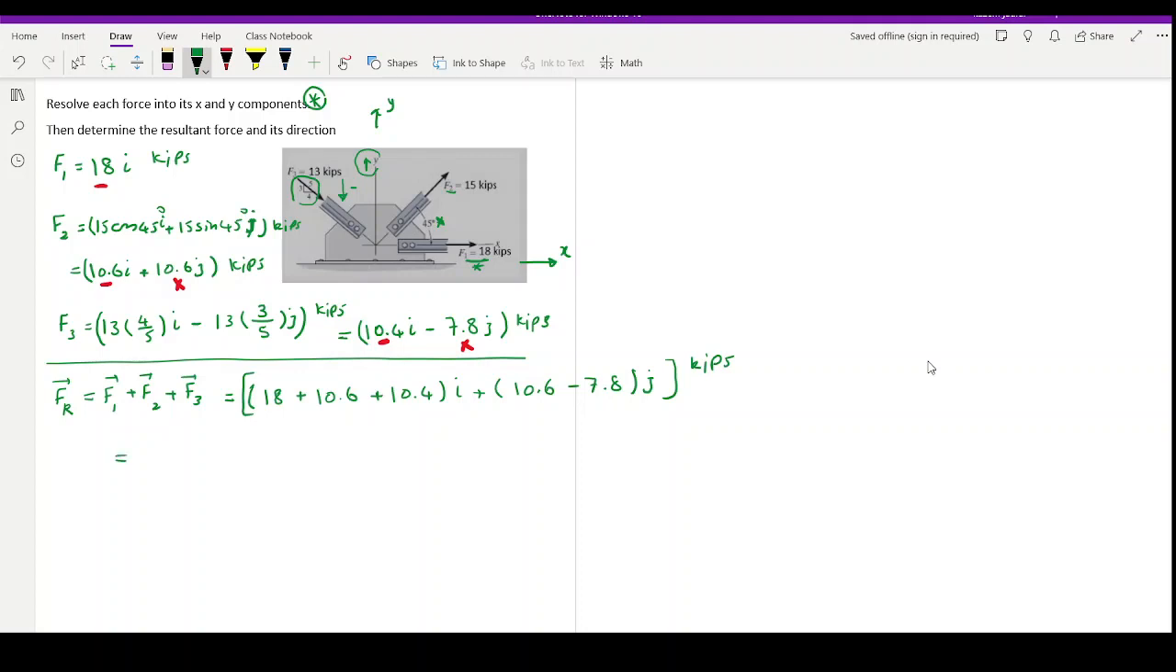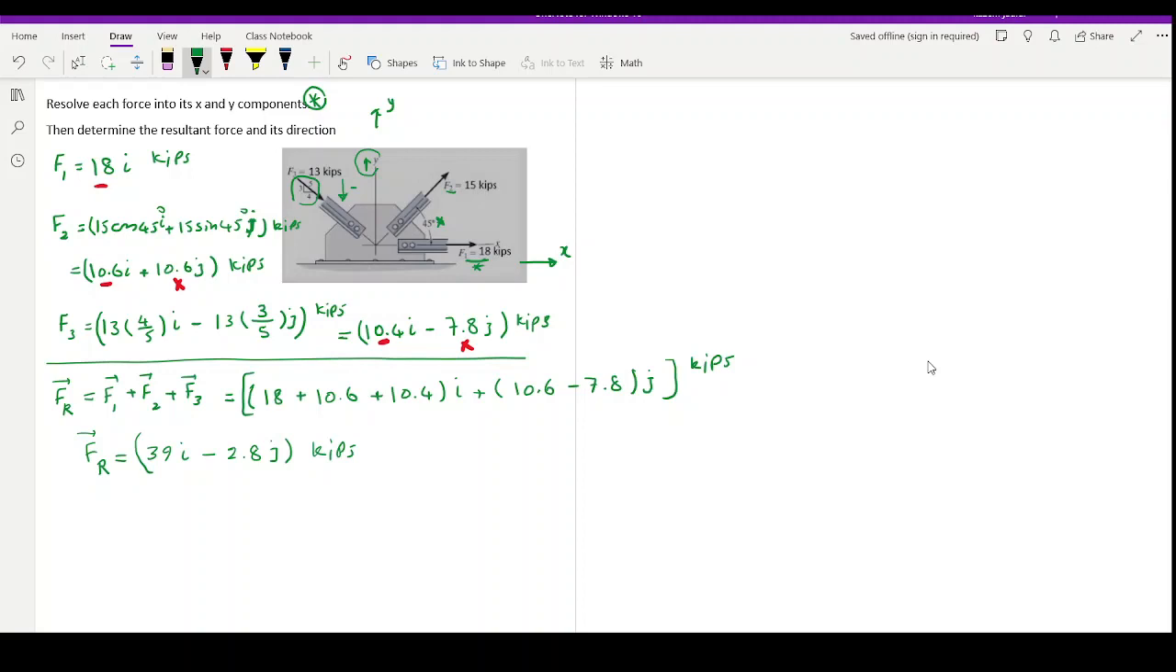18 plus 10.6 plus 10.4 is equal to 39. This is our i component of the resultant force. And 10.6 minus 7.8 is going to be equal to 2.8j component of our FR, or resultant force. So we calculated the resultant force as well.